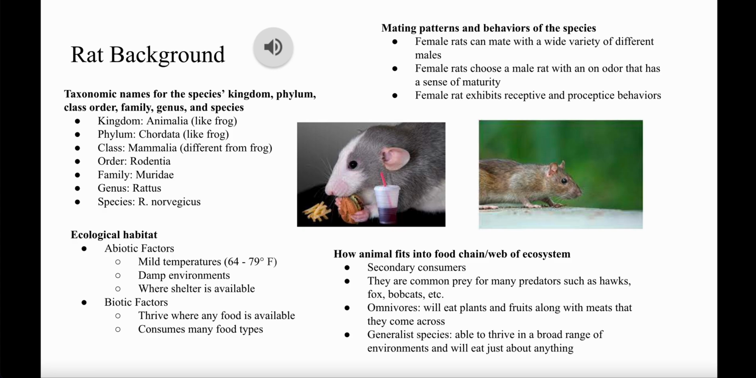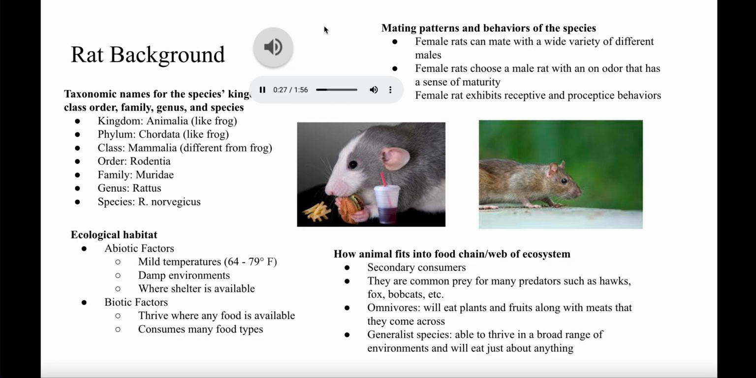Now for the rat background. So the rat's taxonomic names include kingdom Animalia as the frog, phylum Chordata also as the frog. The class, however, is where it starts to differentiate from the frog, as rats are under the Mammalia class. Their order is the Rodentia, their family is Muridae, their genus is Rattus, and then their species is Norvegicus.